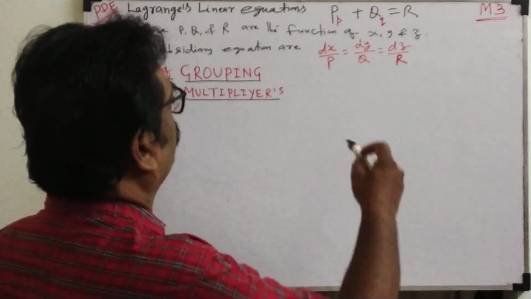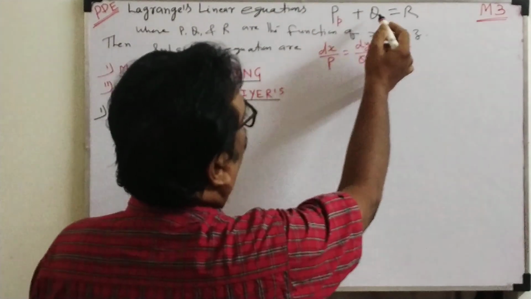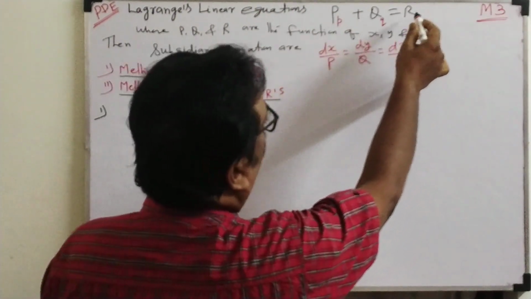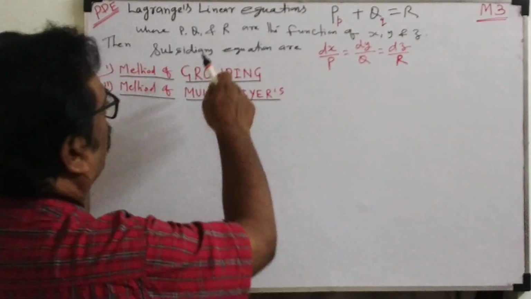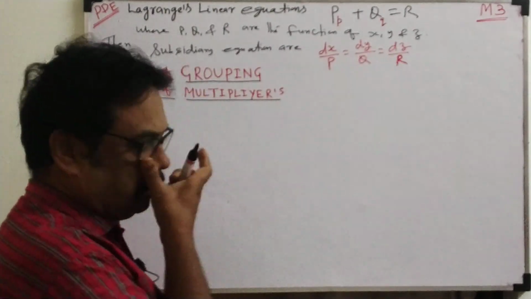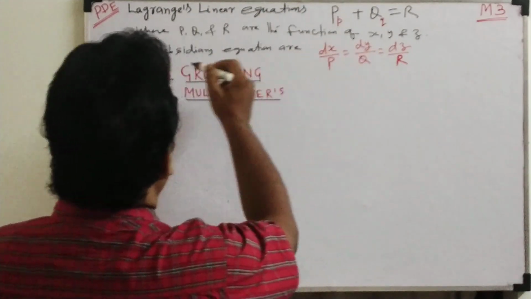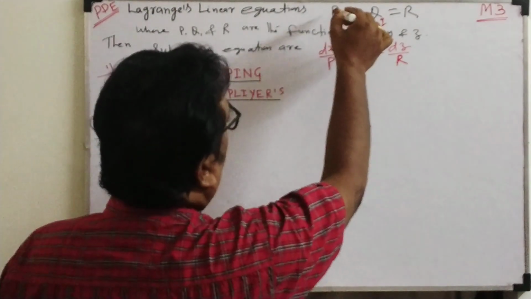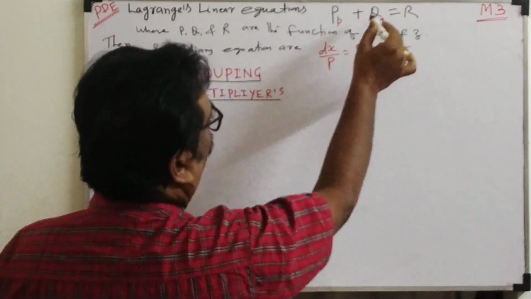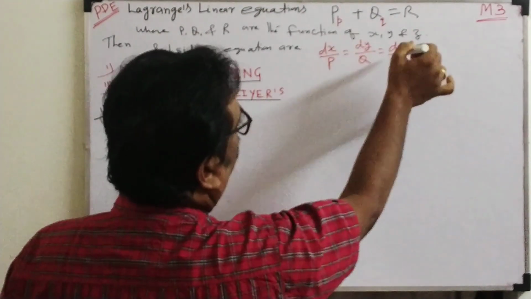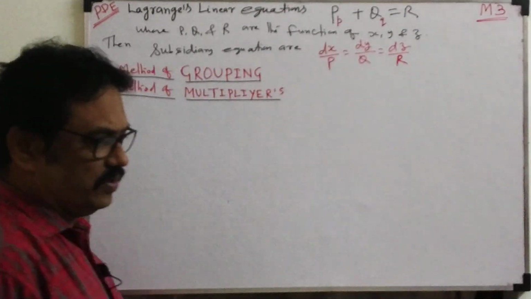The Lagrange equation form will be capital P small p plus capital Q small q equals capital R, where P, Q and R are functions of x, y, z. Then we have to take the subsidiary equations. What are subsidiary equations? dx by capital P equals dy by capital Q equals dz by capital R. This is called the subsidiary equations.